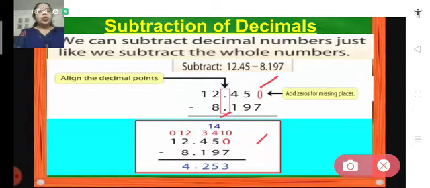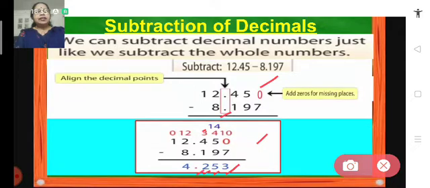So 0 borrows 1 from hundreds and it becomes 10. 10 minus 7 becomes 3. The 5 in hundreds place has become 4. So 4 minus 9 we cannot do. Again it borrows 1 from tens. And here it becomes 14. 14 minus 9 becomes 5. Then we have 3 in tens place. So 3 minus 1 becomes 2.